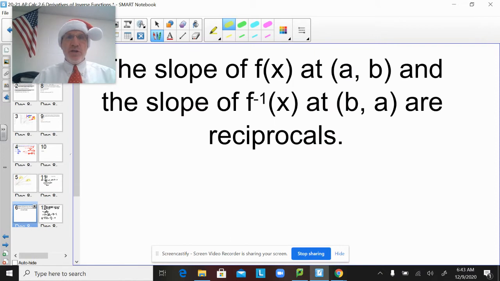So there's the conclusion. The slope of f of x at A comma B and the slope of f inverse of x at B comma A are reciprocals. And I think that's fairly obvious from that picture. Okay, now we have a formula that we're going to use that, at least at first, will look extremely confusing. And I need to tell you to keep in mind that all this formula is saying is this sentence right here, that the slope of the inverse is the reciprocal of the slope of the original function.